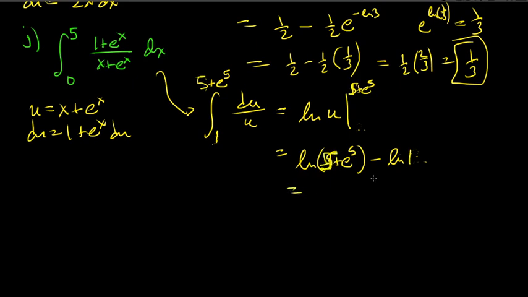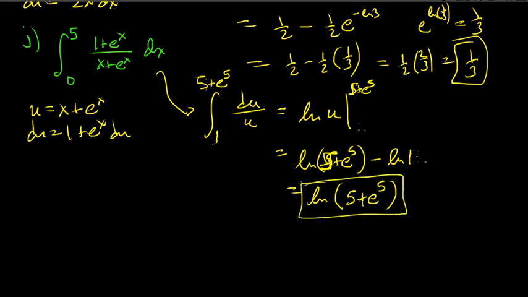And then natural log of 1 is 0. So you get the natural log of 5 plus e to the 5. And as far as I know, there's really no good way to simplify that. So that's our answer. And that completes the definite integrals in number 7.